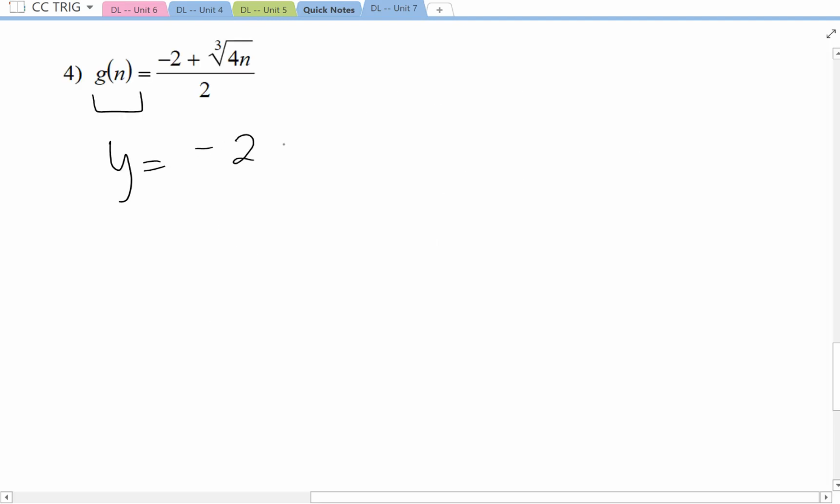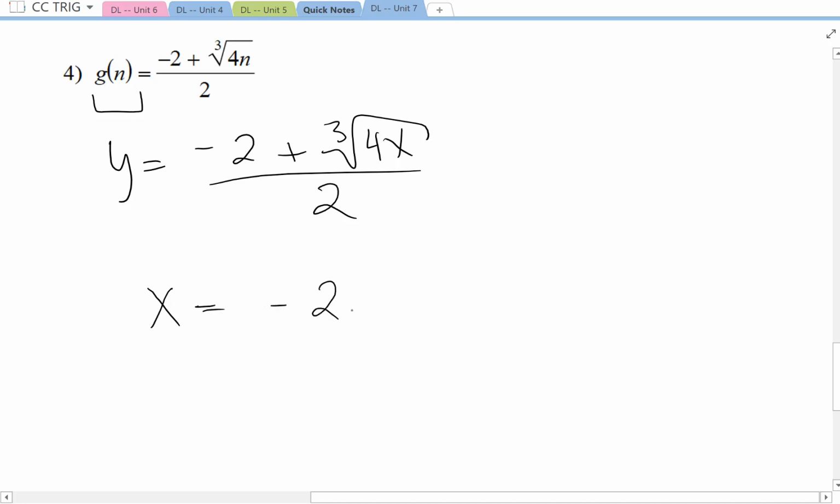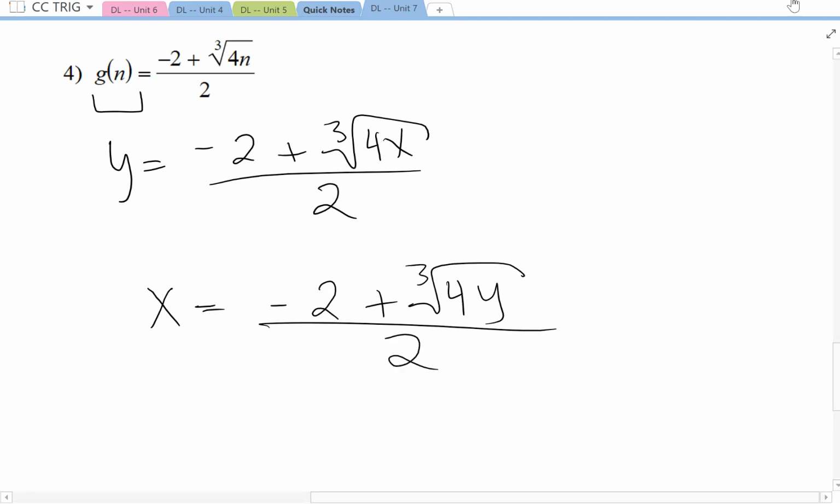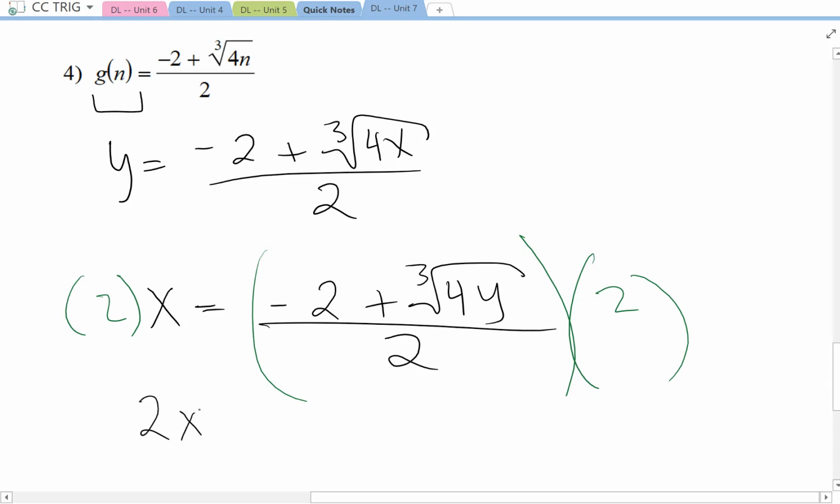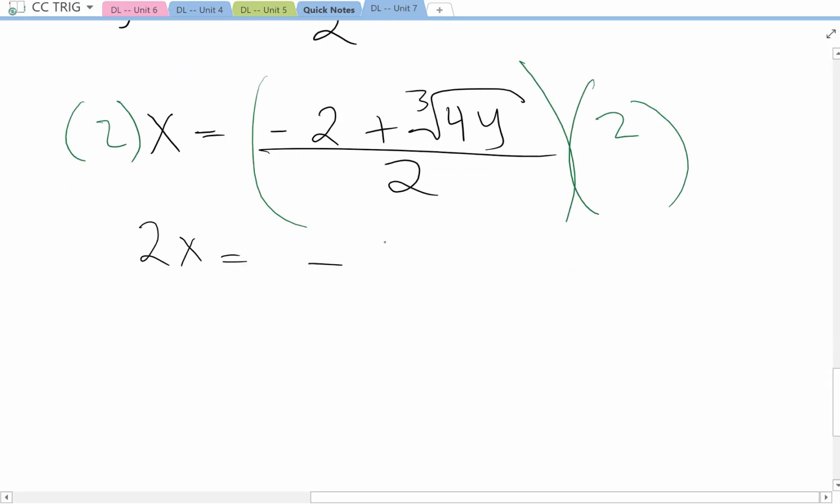Replace this with y, negative 2 plus cube root 4x over 2. I'm going to use x and y again just to make my life easier. Now swap or exchange x and y, negative 2 plus the cube root of 4y over 2. This entire thing is being divided by 2, so we need to multiply both sides by 2 over 1, or just 2. So you have 2x is equal to the fraction, oh, no longer a fraction, right? 2 over 2 is 1, so 2 plus the cube root of 4y.